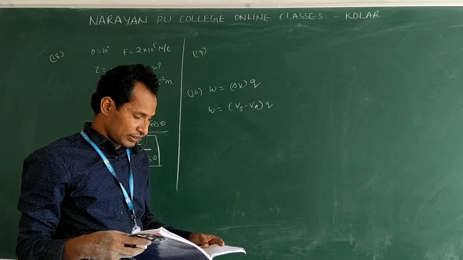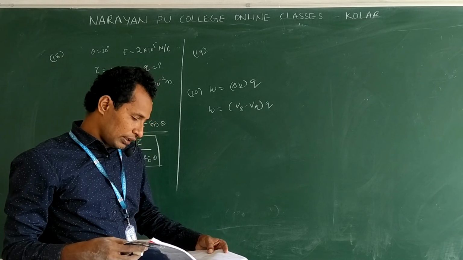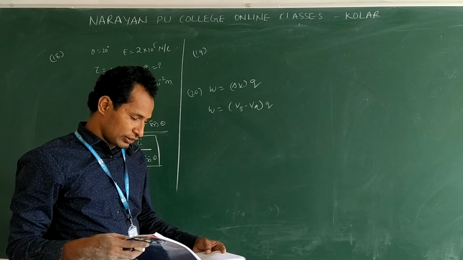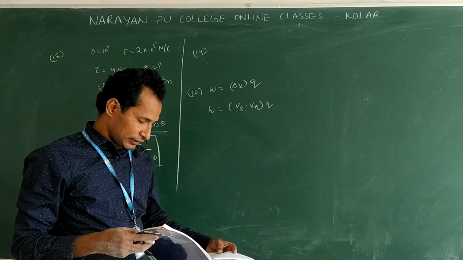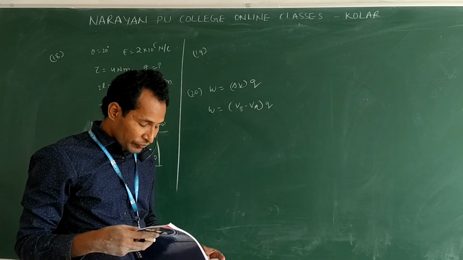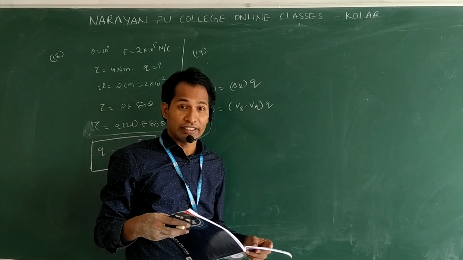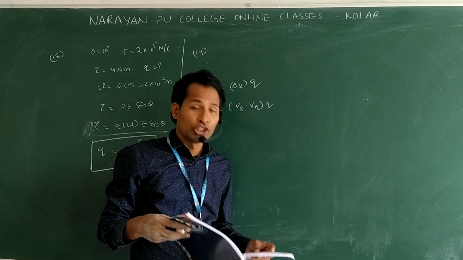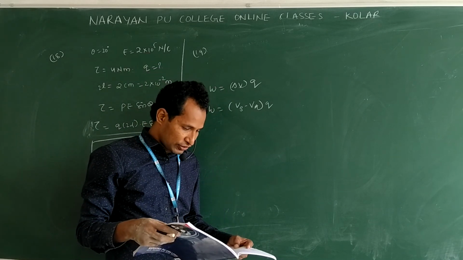Next, 40 minus 10, 30. Next, 40 minus 10, 30. See the lines properly. In some figures it appears like 20, but it is not 20. So in all the cases the difference is 30, and the work done remains the same.